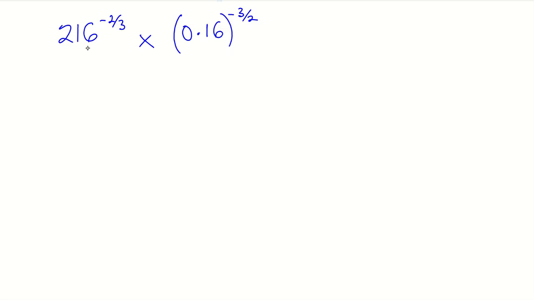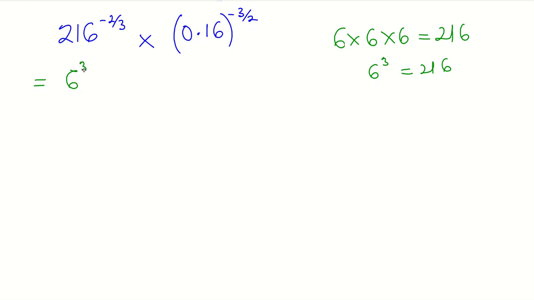Now we can express 216 as a base and an exponent by considering 6. So we know that 6 times 6 times 6 gives us 216. But how many 6 do we have here? We have 3 sixes. So we know 6 exponent 3 is the same as 216. And so with that idea, we can continue with our solution. We have 6 exponent 3, and now we bring our exponent as negative 2 out of 3, times.